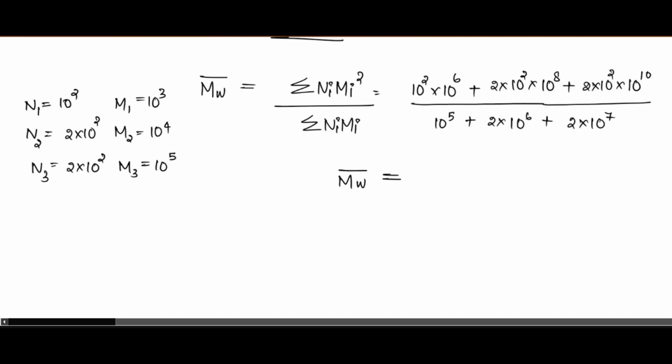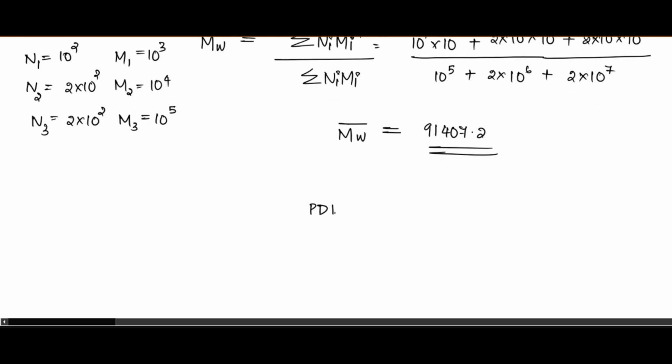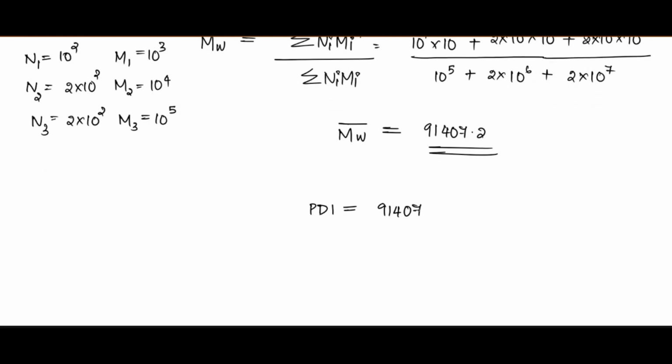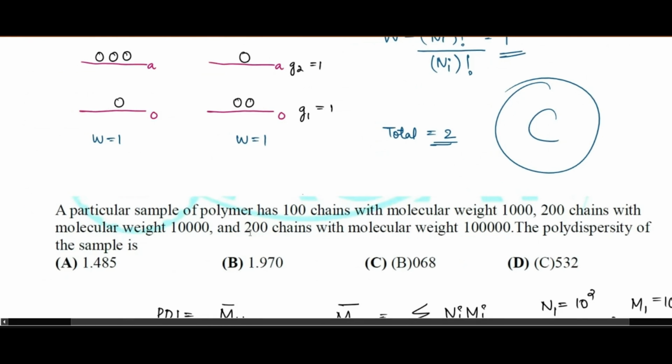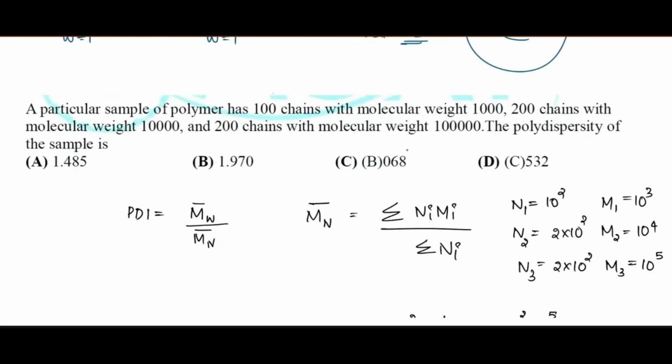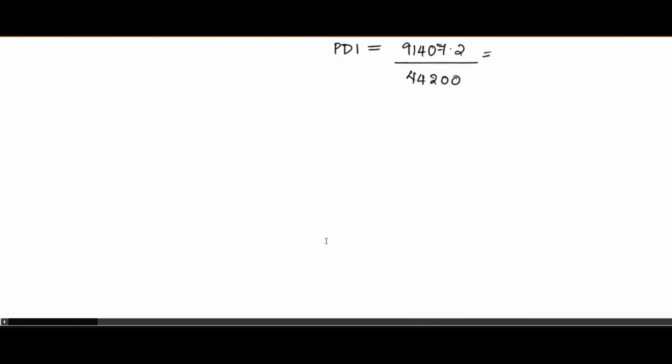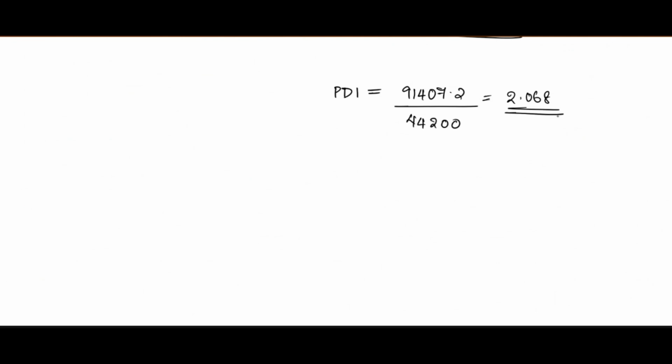Yes. Now you will be taking the ratio of MW by MN. This is 91407.2. So when you take it, the polydispersity index is equal to 91407.2 divided by 44,200. Which option? It's 2.068. Okay, 2.068.